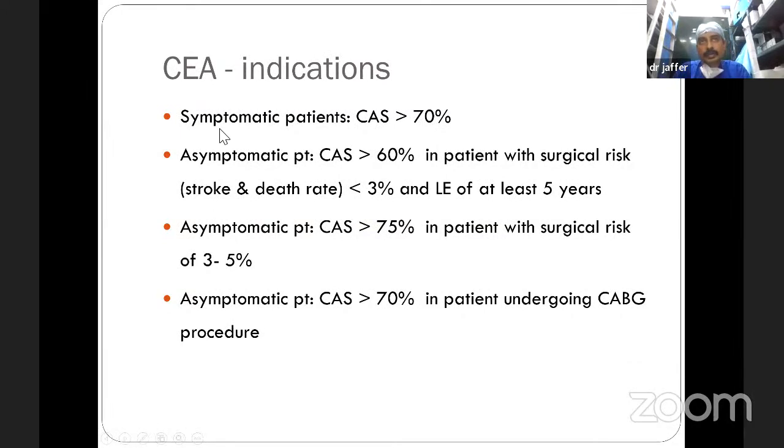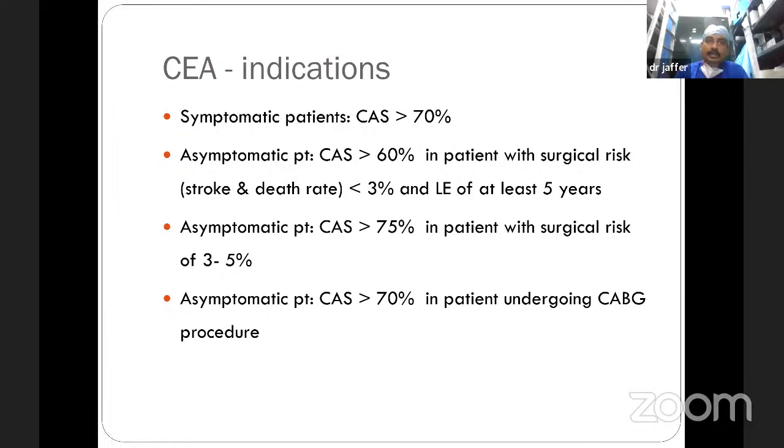In symptomatic patients having carotid artery stenosis of more than 70%, or else in asymptomatic patients with carotid artery stenosis of more than 60%, with a surgical risk of less than 3%. Surgical risk means stroke, MI, or death, and at least a life expectancy of 5 years. Then in asymptomatic patients, carotid artery stenosis of more than 75% in patients with a surgical risk of 3 to 5%. And if a patient has carotid artery stenosis of more than 70% and also has coronary artery disease and is undergoing a CABG procedure. So these are the indications for CEA.